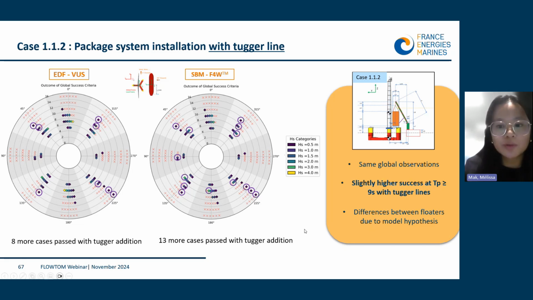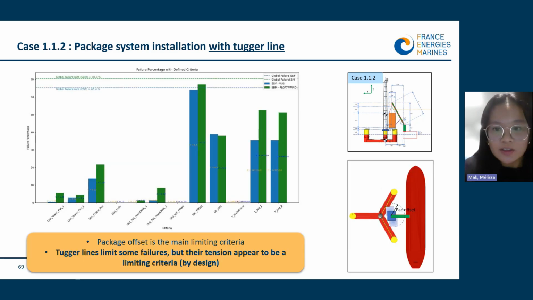So now that we have reviewed the overall result, we wanted to know the specific criteria contributing to a failed case. So in this graph, we have plotted for case 1 with tugger line the percentage of failure for each criterion that we have defined. For this case, we have assessed different criteria. For example, the distance between the tower and the package, the distance between the crane and the package, and the package offset, which is the gap between the landing area and the bottom of the package.